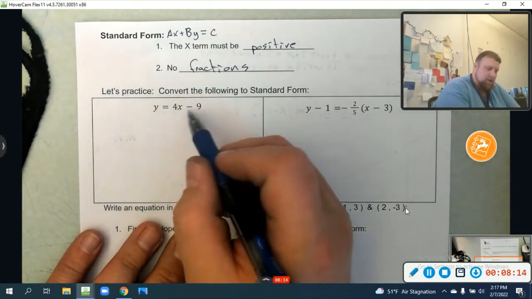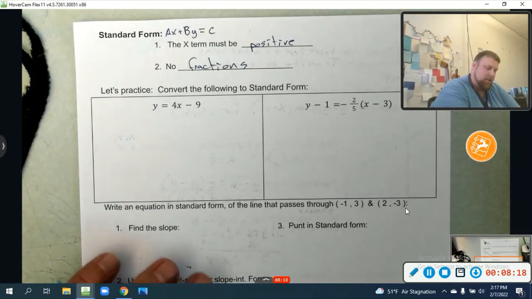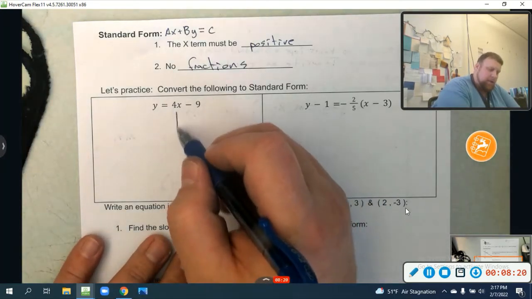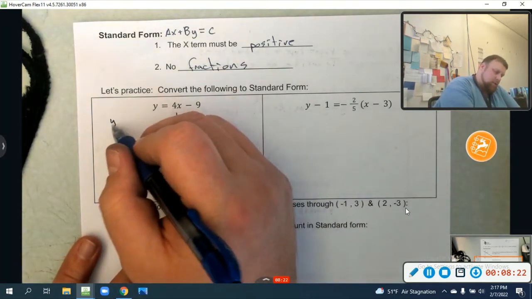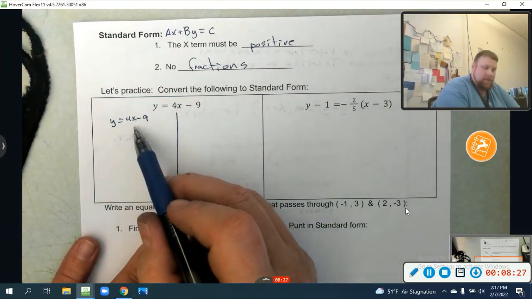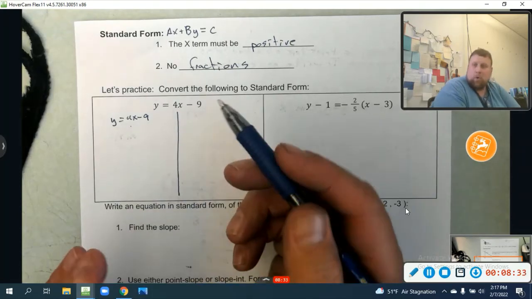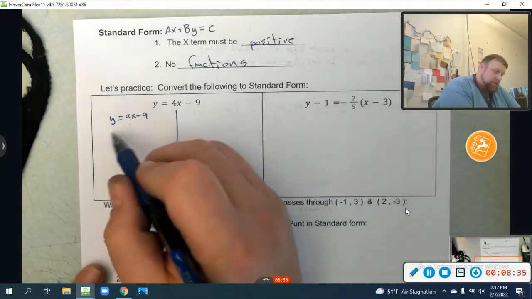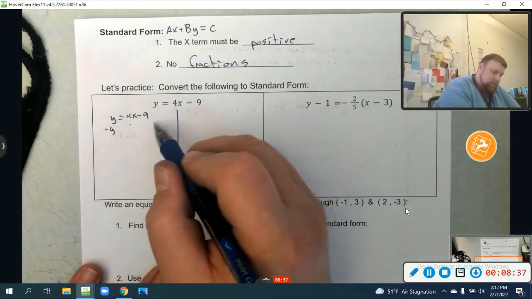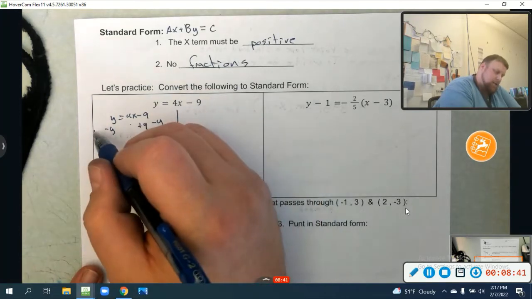So this right here, you'll notice, is in y equals mx plus b form. So it's like slope-intercept. Go into standard form. One of 2 ways we could do it. I'll show you both ways. So for y equals 4x minus 9. Some of you may notice x has to stay positive. And this is already positive, so we don't want to subtract it over, or it'll be negative, right? So you can subtract y over. And if we do that, we're going to need to add 9 to both sides.